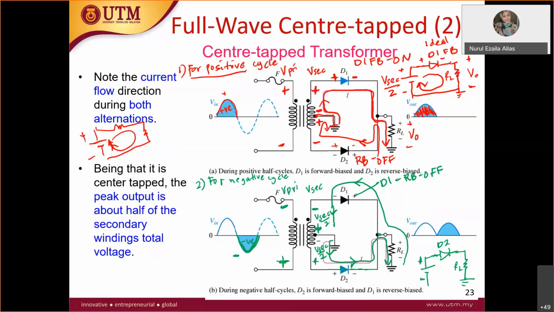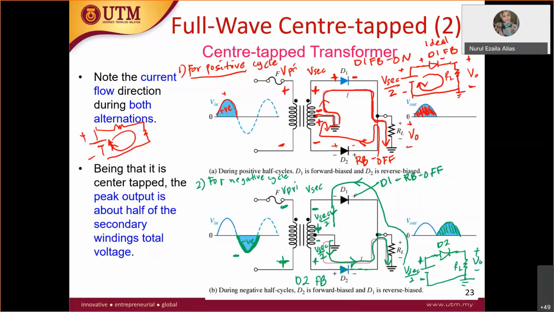So this D2 becomes forward biased, and therefore this one will become V secondary over 2, and the other side, negative, will go to ground. So this is how your equivalent circuit looks. For this particular case, your negative cycle here will turn out positive. Okay, positive.